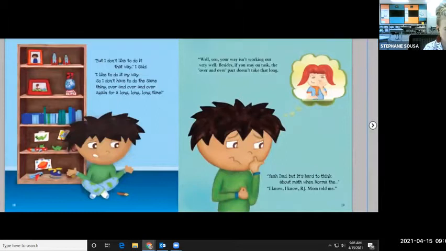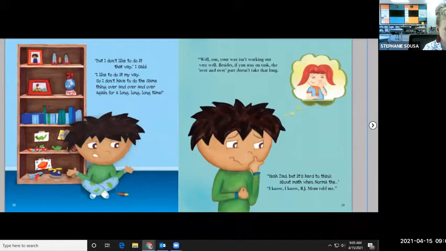But I don't like to do it that way, I said. I like to do it my way, so I don't have to do the same thing over and over and over again for such a long, long, long time. Well, son, your way isn't working out very well. Besides, if you stay on task, the over and over part really doesn't take that long.